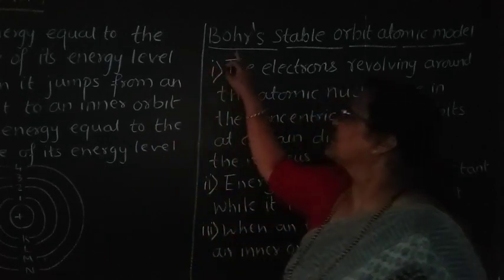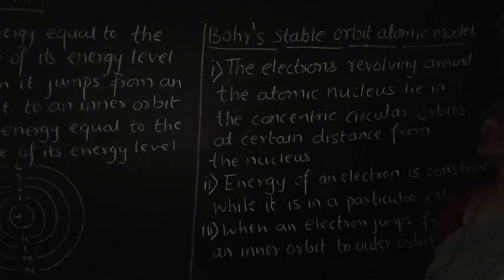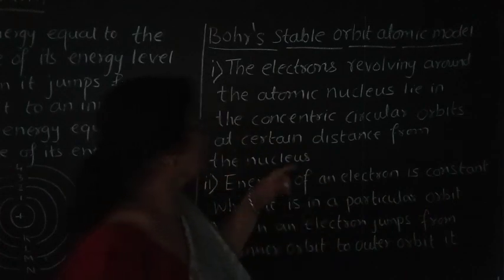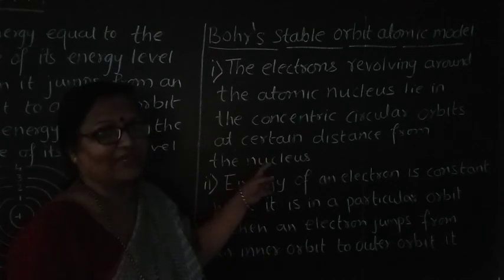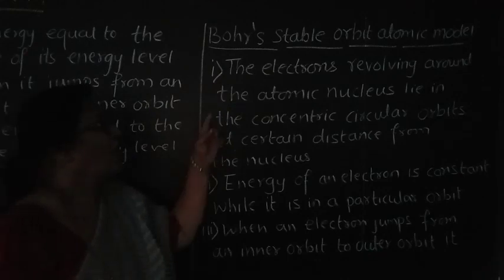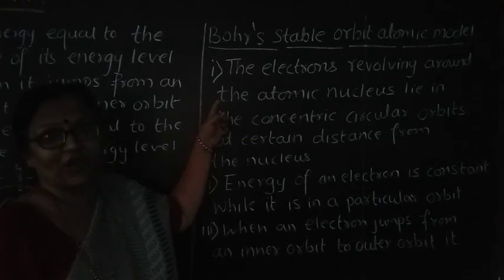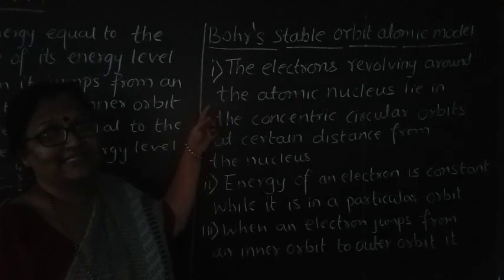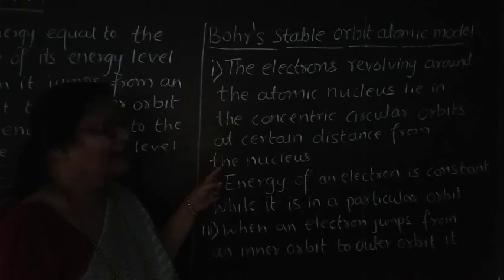So, what is Bohr's theory here? Bohr's stable orbit atomic model. What does this tell us? The electrons revolving round the atomic nucleus lie in concentric orbits at a certain distance from the nucleus. Whenever we see the structure of Bohr's model, he tells that the electrons are revolving round the nucleus, but how do they revolve? They revolve in a specific orbit and they are at a certain distance from the nucleus.